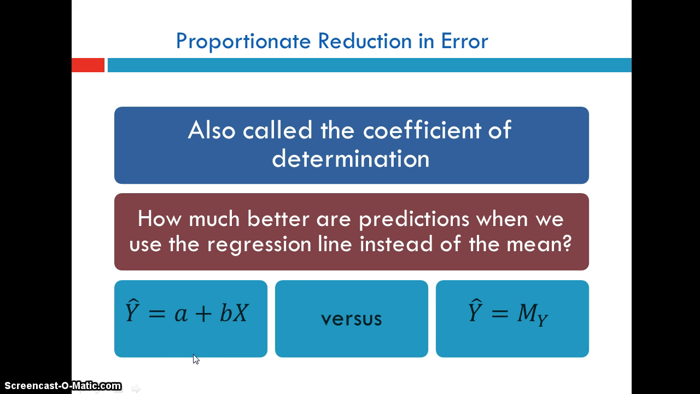This last part has to do with how well the model fits. We can look at that by examining the proportionate reduction in error. It's also called the coefficient of determination. What it tells us is how much better our predictions are when we use the regression line instead of the mean. We're essentially comparing this formula, where we predict y based on the intercept and the slope and what we know about x, versus if we were just going to predict y based on the mean of the y scores. So which one's better?